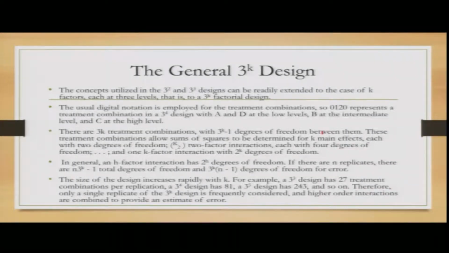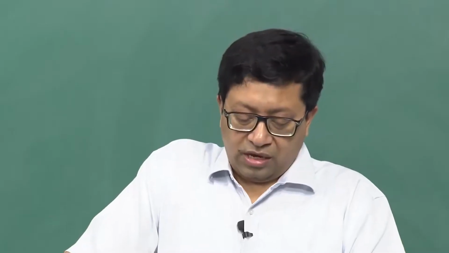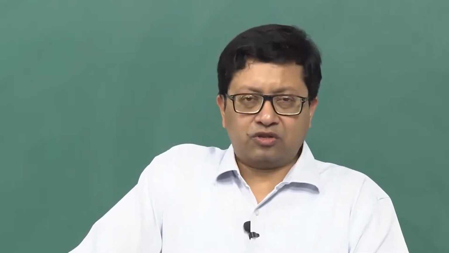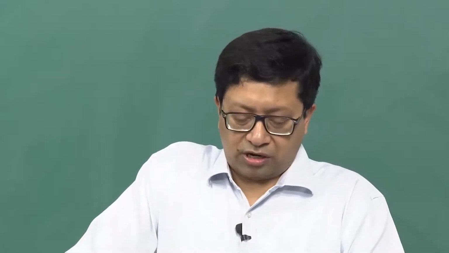So, now the general 3 to the power k design. So, 3 is the number of levels of each factor. So, the concept utilized in 3 square and 3 cube. So, obviously, I am trying to utilize the nomenclature we always use, which is basically 3 to the power 2 and 3 to the power 3. The design can be readily extended to the case of k factors also. So, it can be 3 to the power k, with k factors, each at 3 levels. If there are 4 factors, each at k levels, it will be k to the power 4, and so on and so forth, but obviously the degrees of freedom will be calculated accordingly.